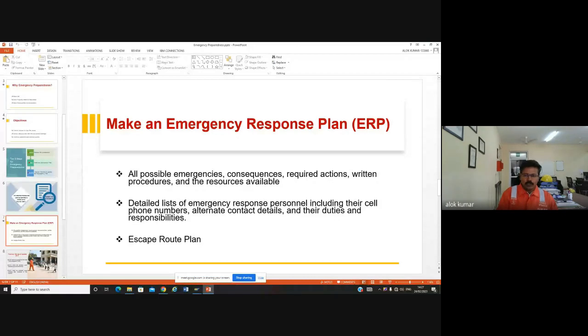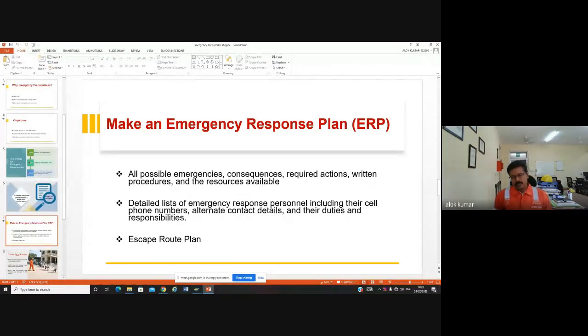And the required resources to mitigate the hazard should also be different. So all the sets of resources that we are going to use in an emergency should be well written in a prescribed manner. We should also have the detailed contact list of the emergency response personnel, including their cell phone numbers, alternate contact details, and their duties and responsibilities.